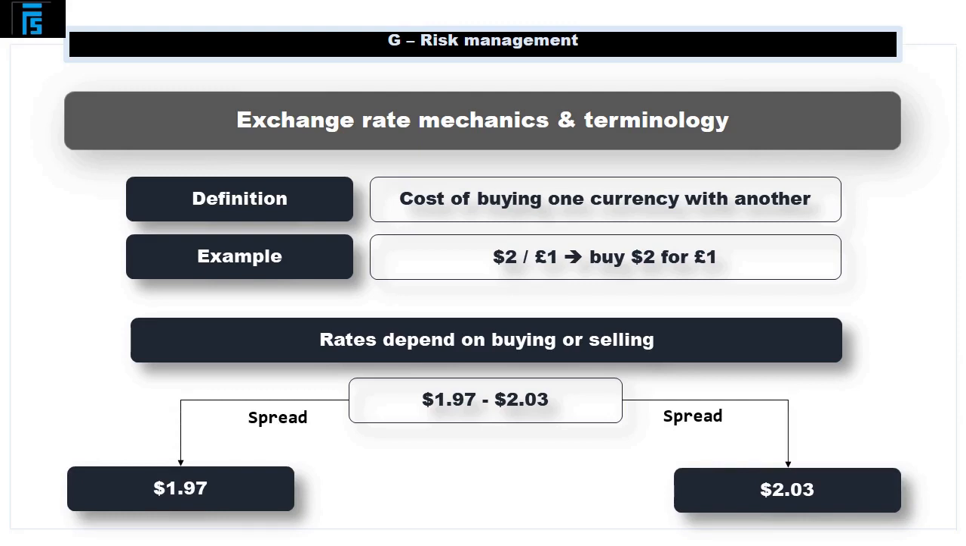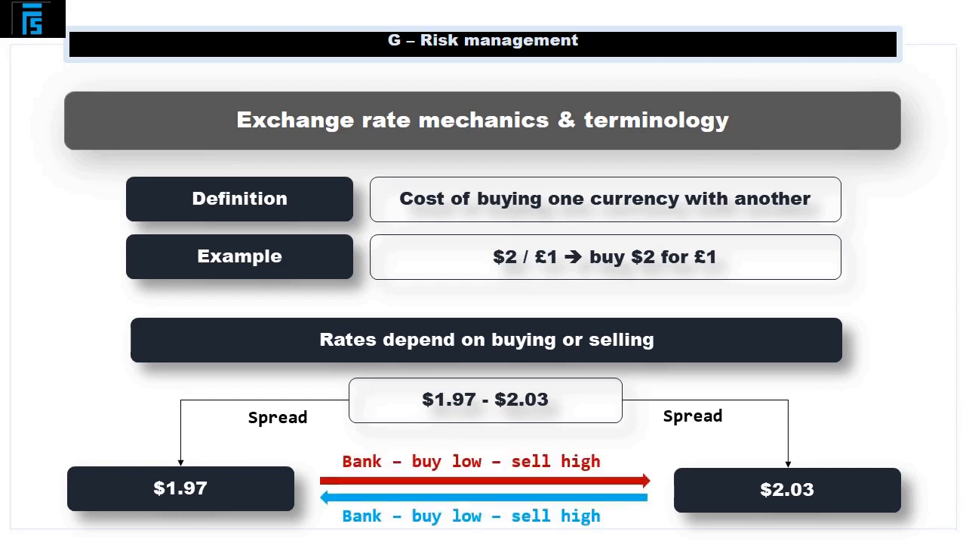The difference between the numbers is called the spread, and this is part of the profit that the bank makes on the arrangement. If you think of a bank as a trading organization, they will buy at a low price and sell at a high price. Unfortunately, this means that businesses will buy at a high price and sell at a low price, the exact opposite of what they would like to do.